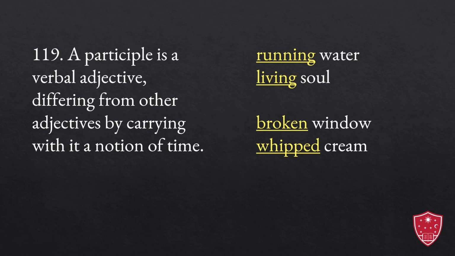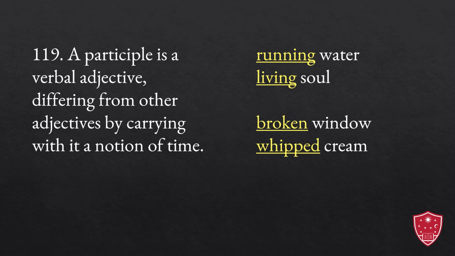In the second example, we see living in living soul. The participles in running water and living soul are both present tense participles. They carry a notion of the present time. Running water, water that is running. A living soul, a soul that is living. They carry the idea of present time.